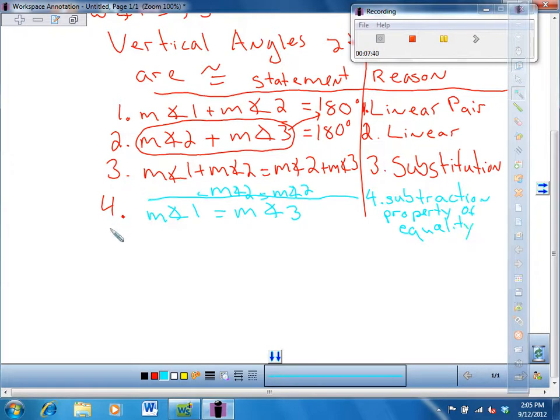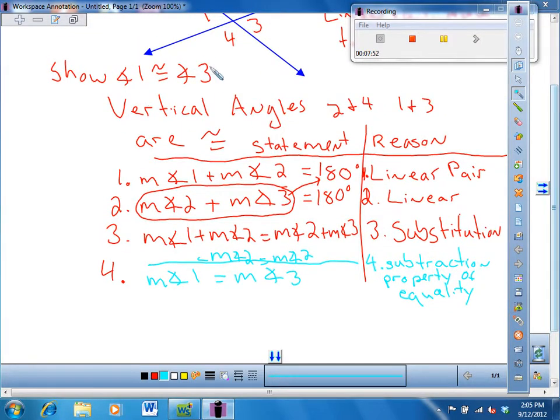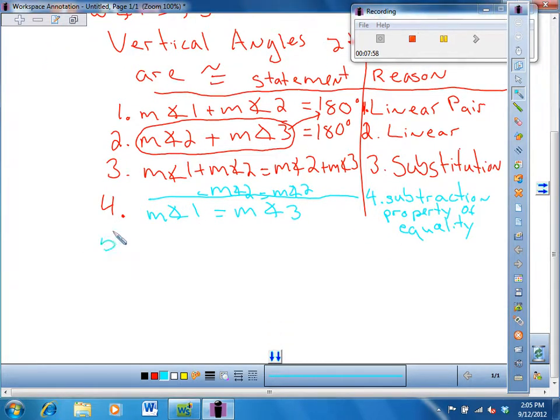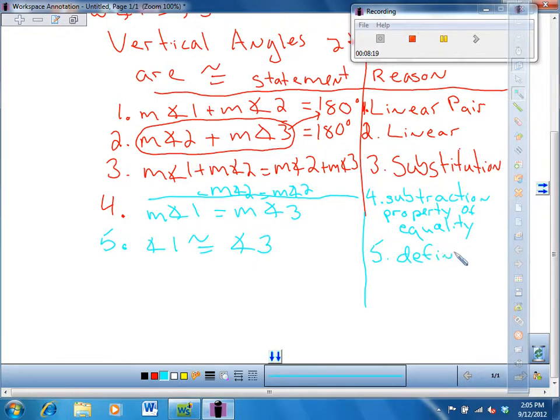I probably won't make you do this, but when I was in high school, they made you do an extra step, which is to say, what was I trying to get to? I was trying to get to 1 is congruent to 3. But I have the measure of angle 1 equals the measure of angle 3. So I can now write that angle 1 is congruent to angle 3. The reason for that is just the definition of congruence, because if two things are equal in measure, then they are congruent.